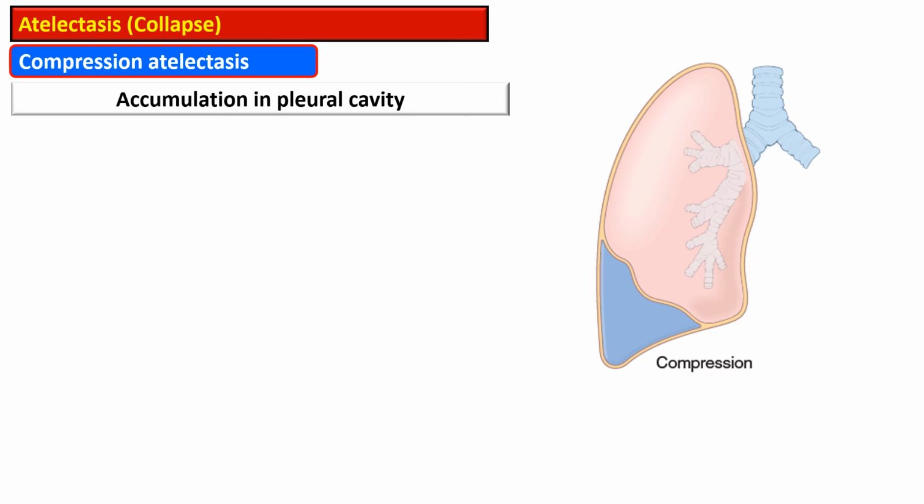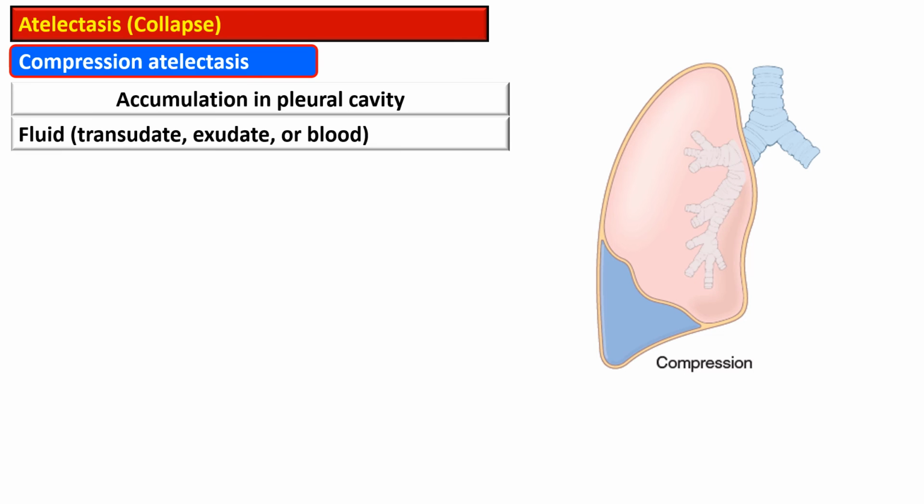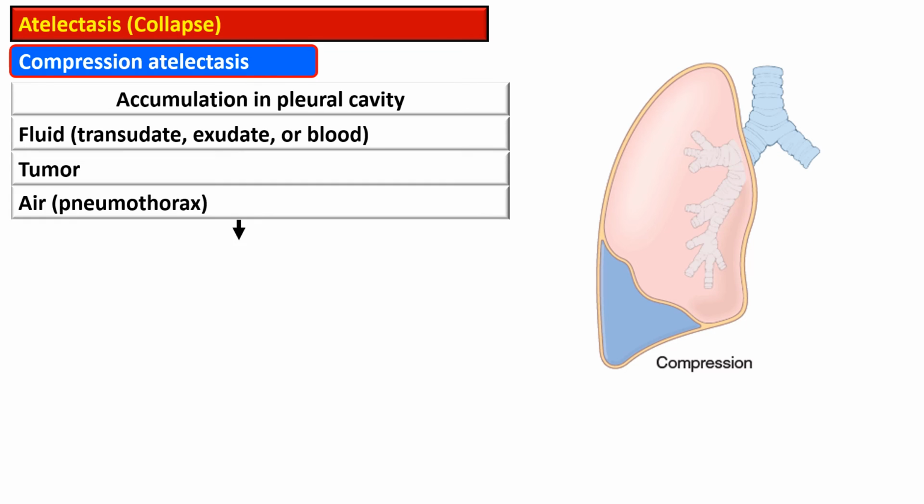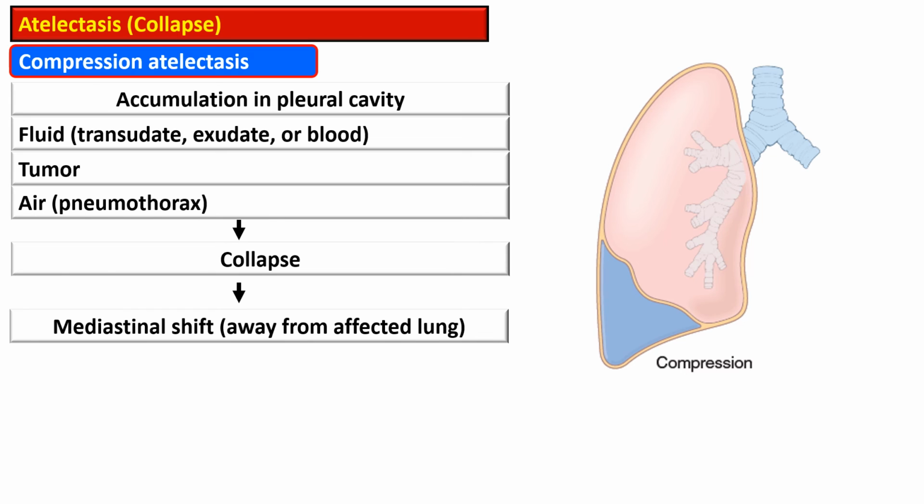Compression atelectasis results from accumulation within the pleural cavity. There can be fluid in the form of transudate, exudate, or blood. There may be a tumor or air, that is pneumothorax, in the pleural cavity that will result in the collapse of the lung tissue, and there will be a mediastinal shift that is away from the affected lung.